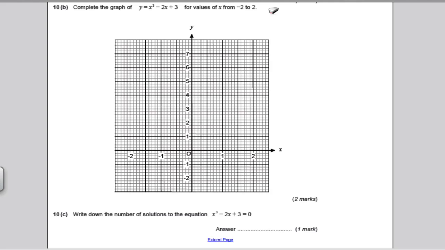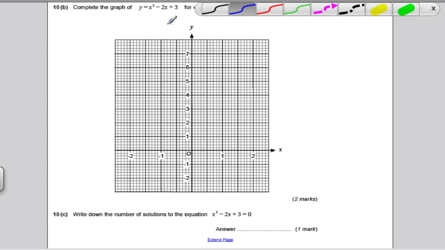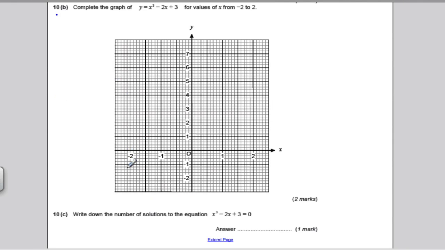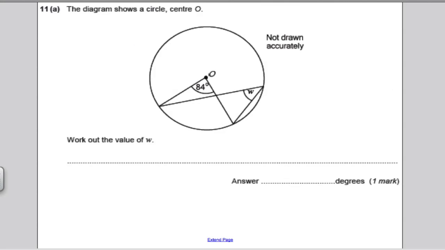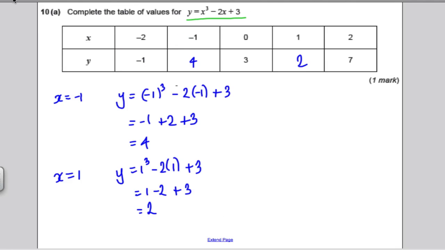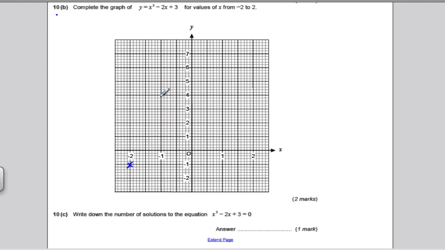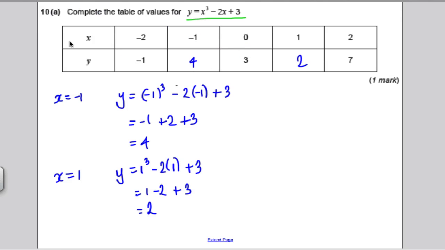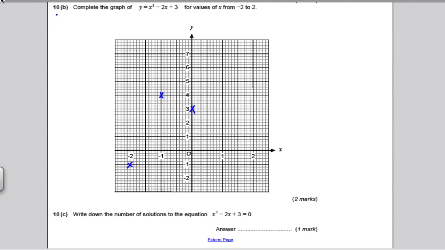B simply asks us to complete the graph. So all we've got to do is plot the x coordinates against the y coordinates. So minus 2 goes with minus 1 here. Minus 1 goes with 4. 0 goes with 3, 1 goes with 2, and 2 goes up here with 7. So drawing the line in between there, it ends up looking something like this.